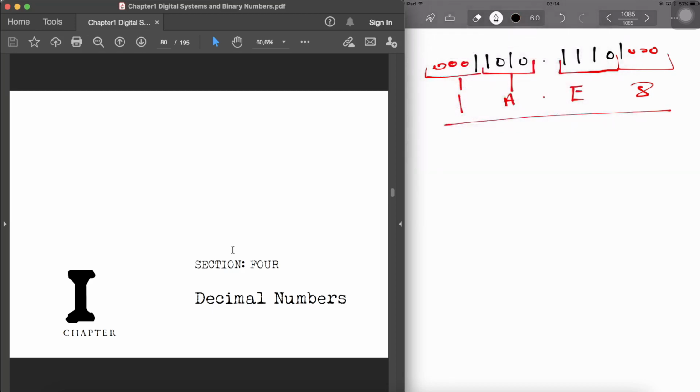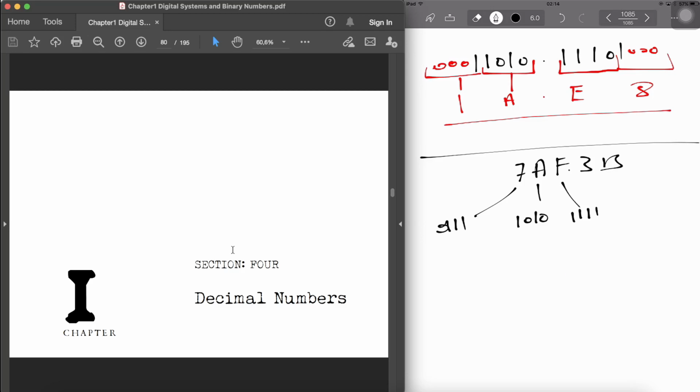If we have a hexadecimal number, then let's say 7AF.3B. 7, what is it? 0111. A, 1010. F, 1111. Don't worry about it. You will get used to it and you will learn them. Then 3 is 0011. And B is 1011. Okay, so our base 2 number is 011110101111.00111011.